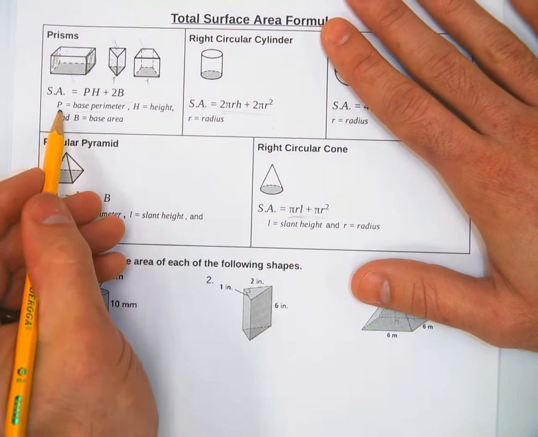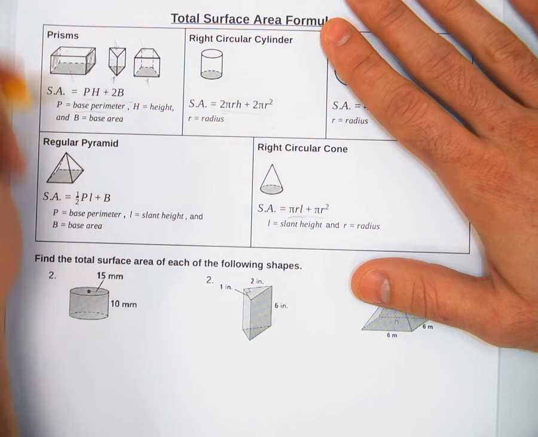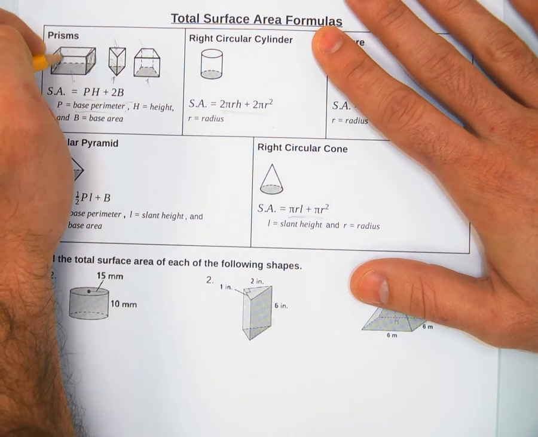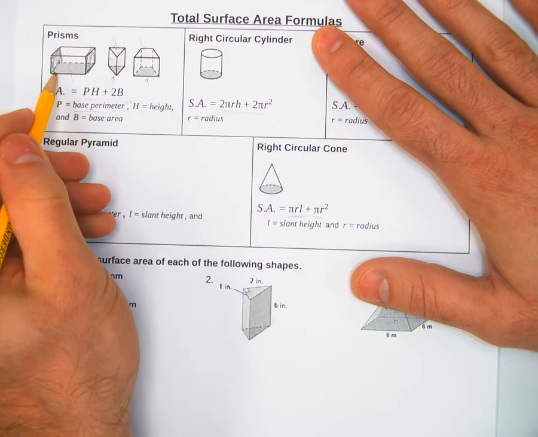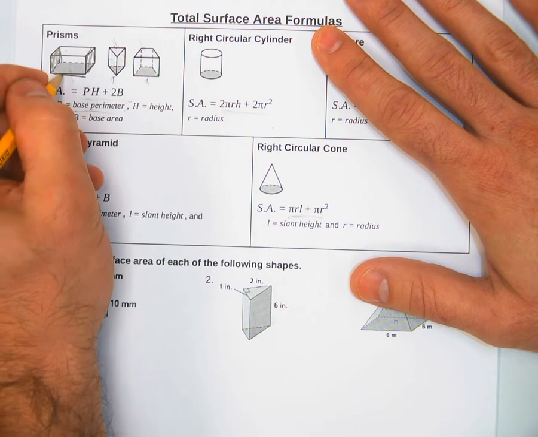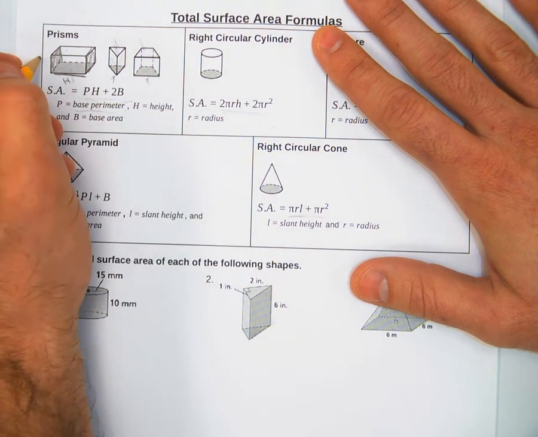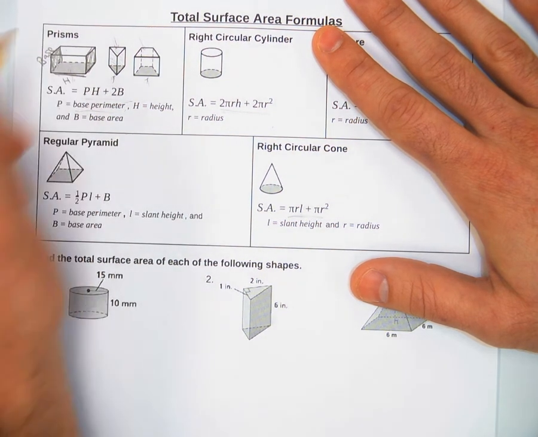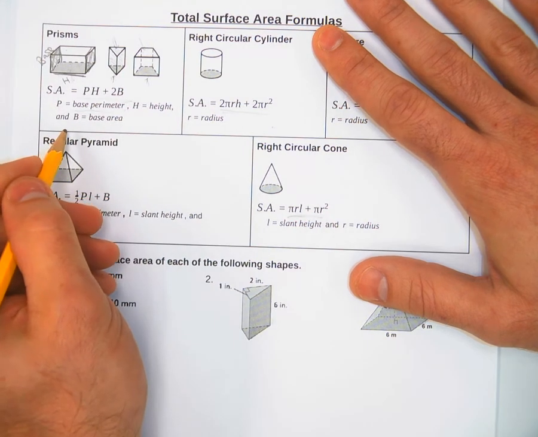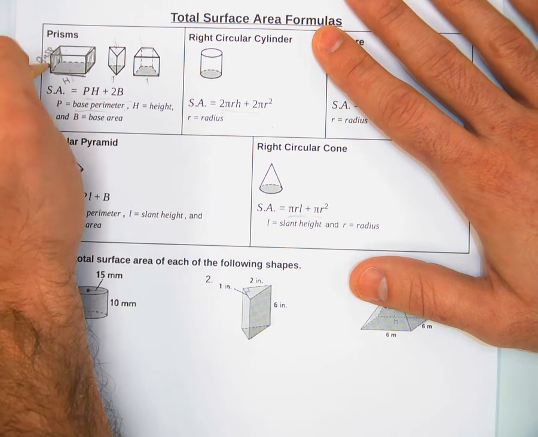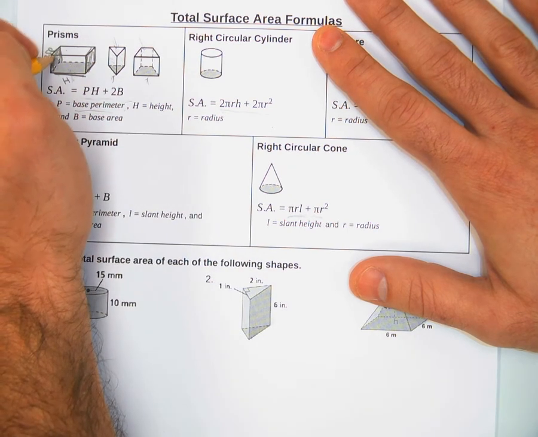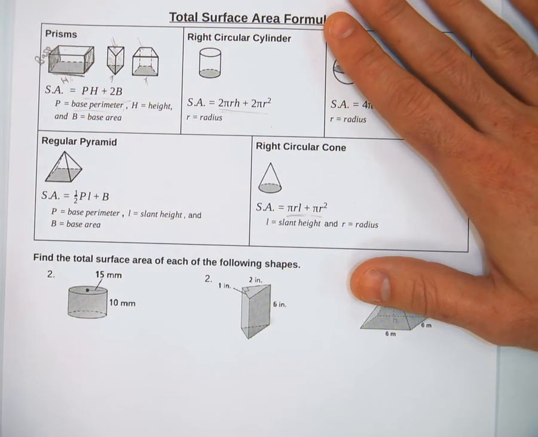So the P is going to be the perimeter of a base. So I've got to go around a base and find that distance. Once I know that, I can multiply it by the height, which is the other direction. So this would be the height. This is the base. And then I add on 2 times the base area. So I go back to that idea of base and I multiply the area out on that one, right?